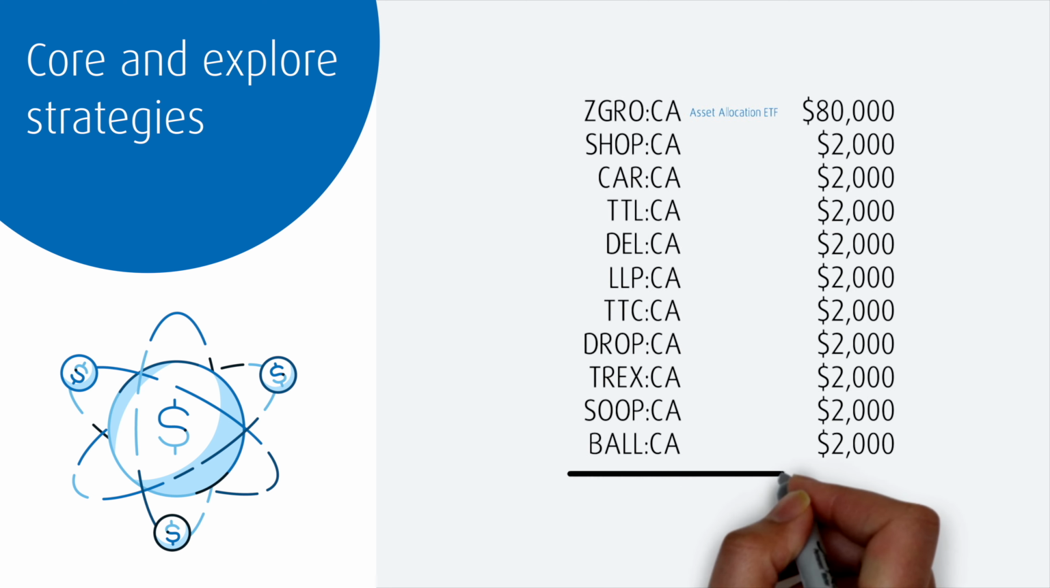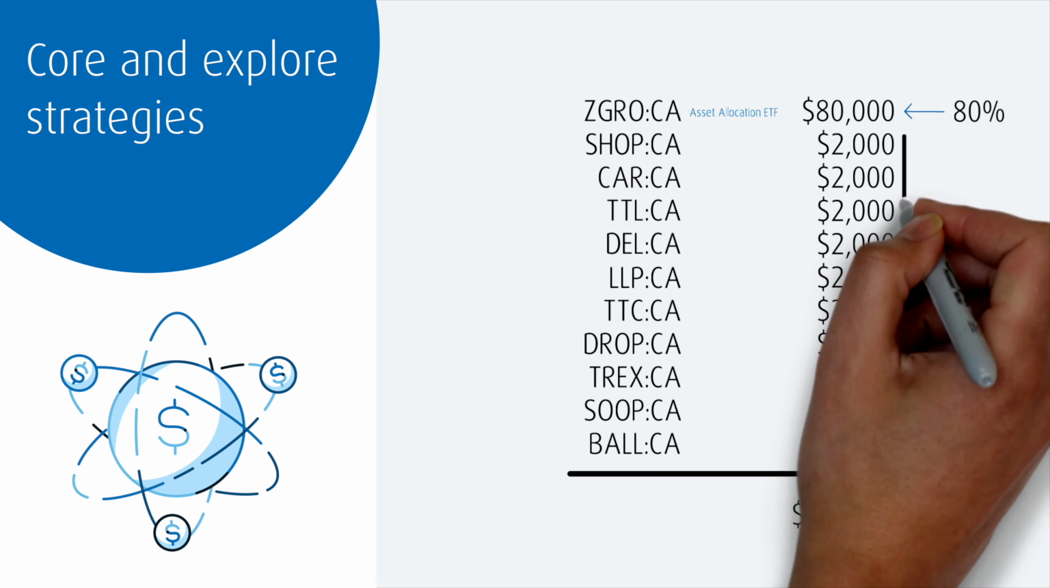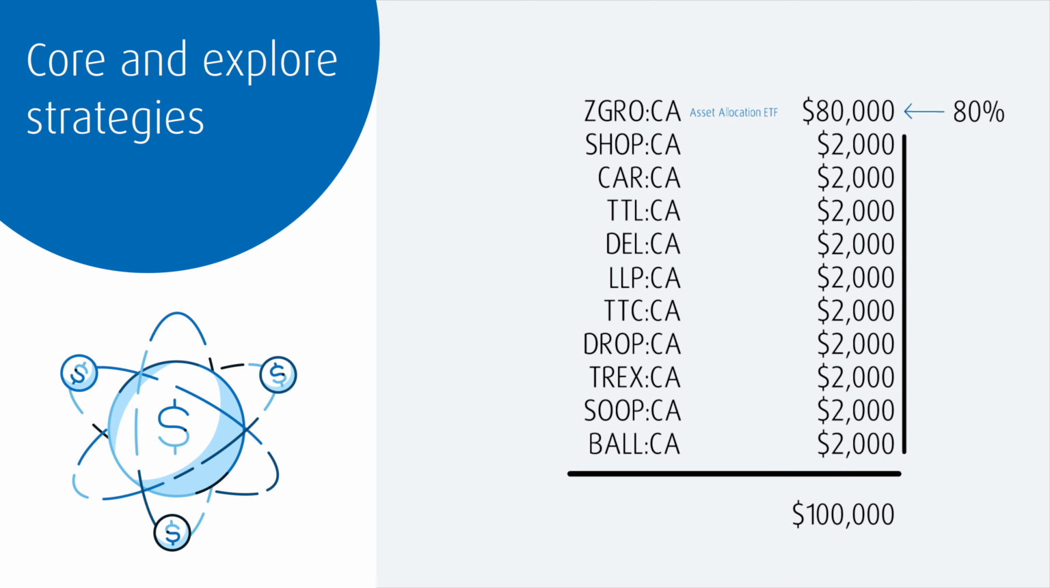In this example portfolio, currently with a value of $100,000, we see $80,000 or 80% is allocated to an asset allocation ETF. The remaining Explore part of the portfolio, 20% or $20,000, is equally divided into 10 individual stocks that the investor is particularly interested in.